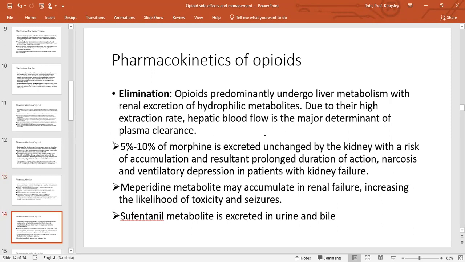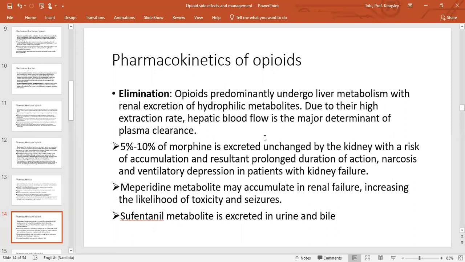How do you eliminate these opioids? They need to be eliminated from the body once they've done their job. All right, opioids predominantly undergo liver metabolism, with renal excretion of their hydrophilic metabolites. The major determinant of the elimination is the hepatic blood flow. 5 to 10% of morphine is excreted unchanged by the kidney, and it has a risk of accumulation, which obviously will lead to resultant prolonged duration of action.